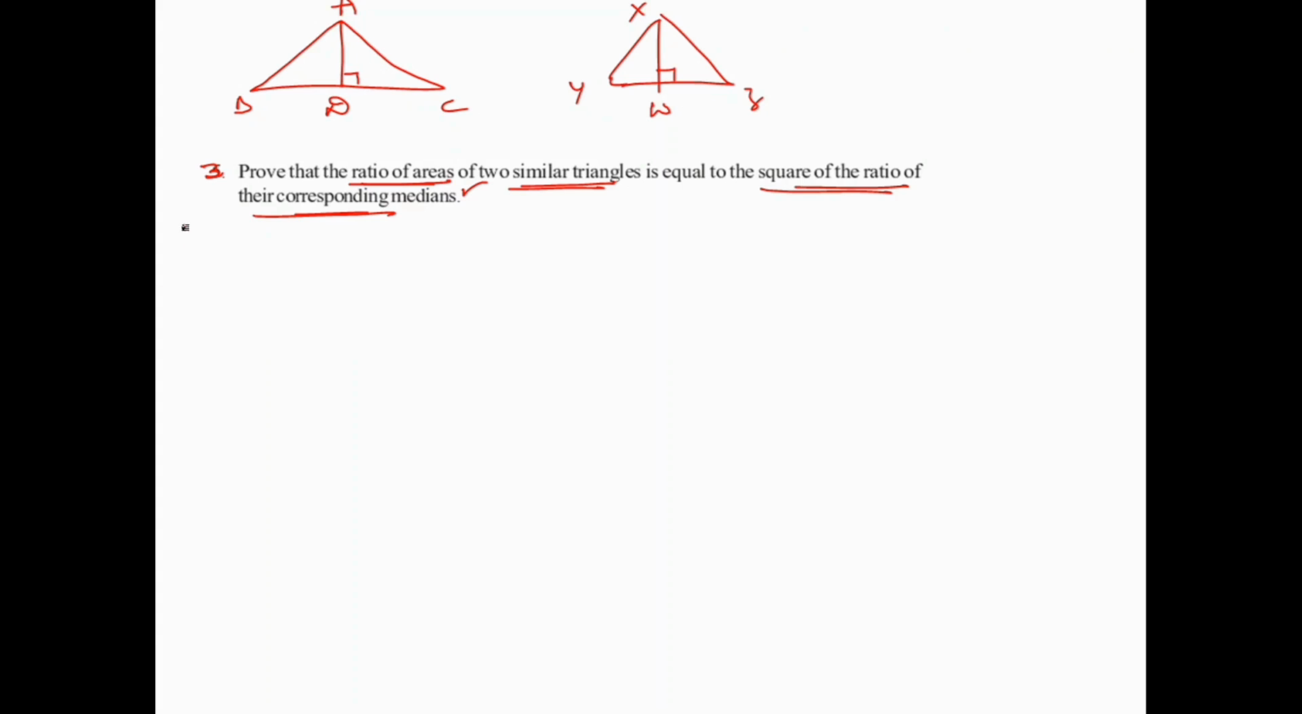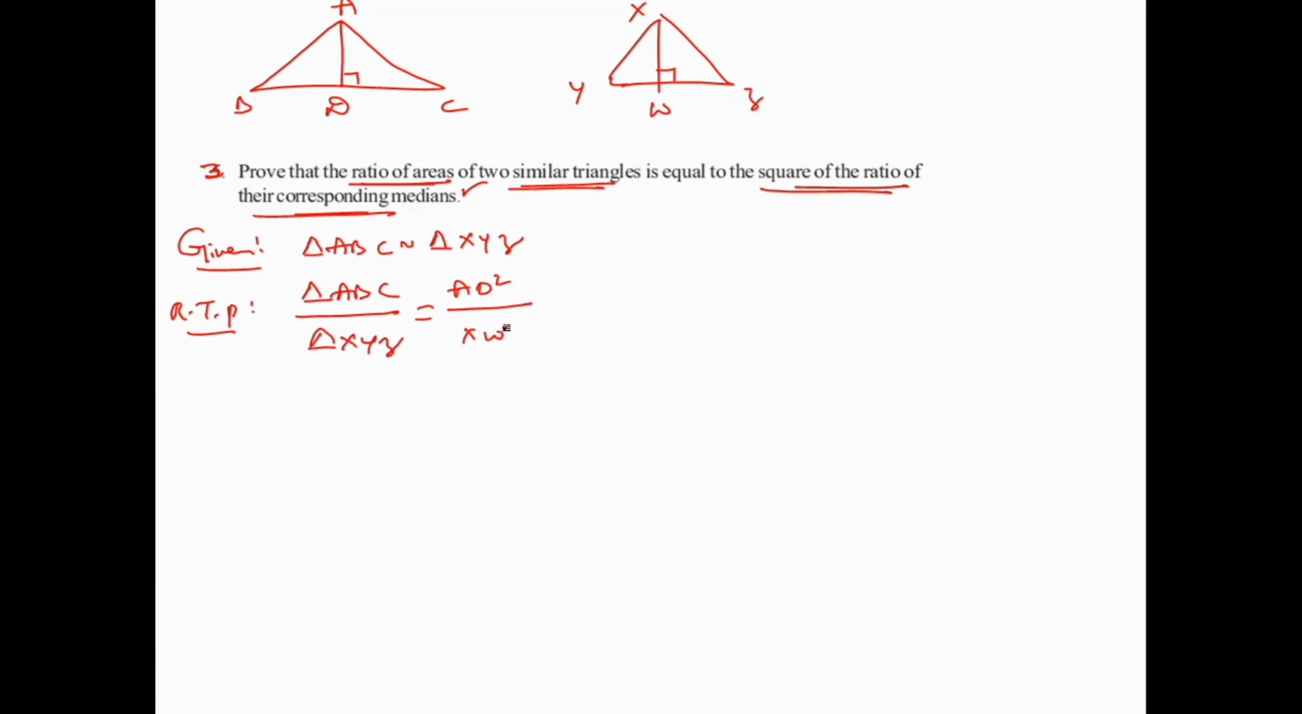So let us write the given content first. The given is triangle ABC is similar to triangle XYZ. Okay, now what is it asking? He's asking us to show that the ratio of triangle ABC divided by triangle XYZ is equivalent to the square of the ratio of their altitudes, that is, the median sides. Okay, so let us do the proof here.